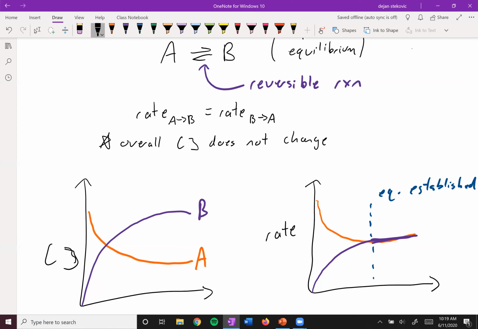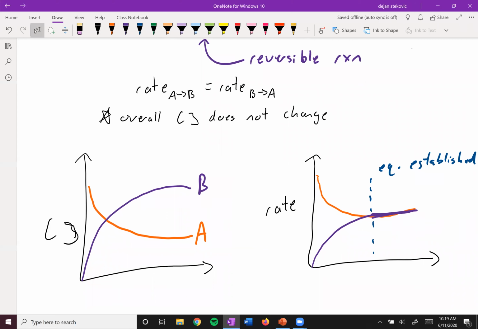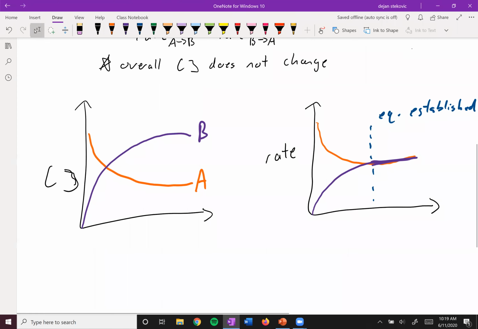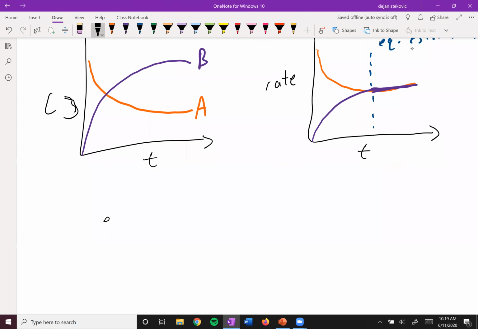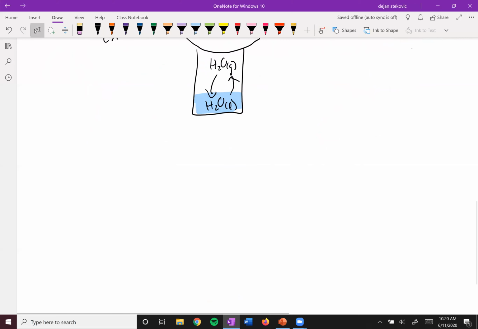So overall, it looks like nothing is happening because the rate of the forward and the rate of the reverse are the same. And this x-axis here is time. So for example, think about our previous chapter, right? If we have some water and we cover the beaker with a lid, we have water down here as a liquid, and we have water up here as a gas, and they're turning into one another, but they're happening at equal and opposite rates, and so it looks like nothing is happening.